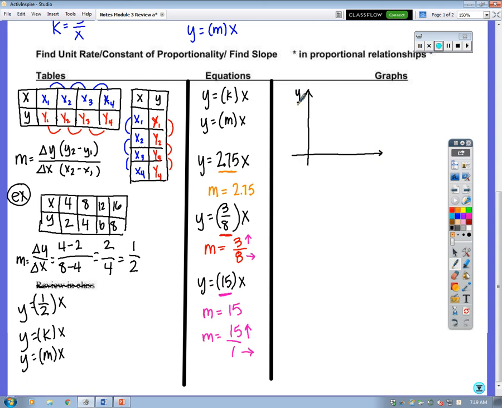And this is my y-axis always, and this is my x-axis always. And let's say I've got this line running through, and it's a proportional relationship because it is a straight line through the origin. That origin, remember, represents 0, 0.